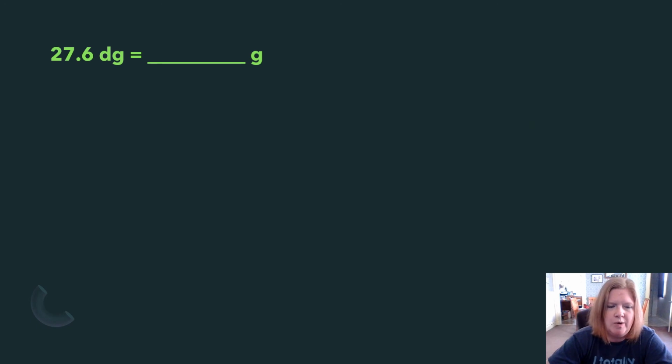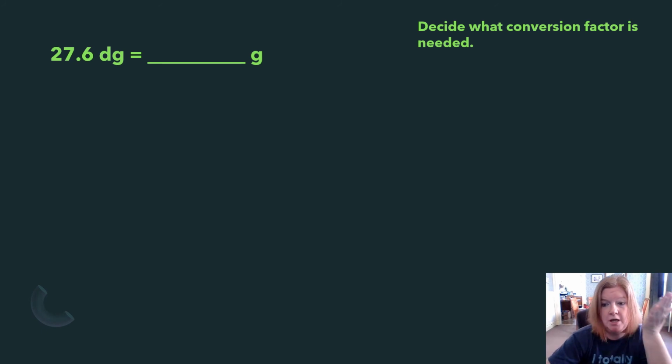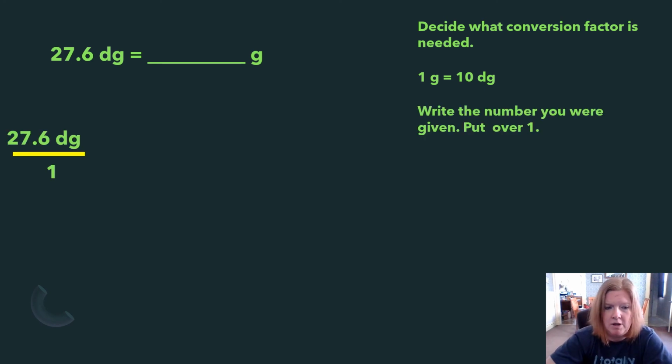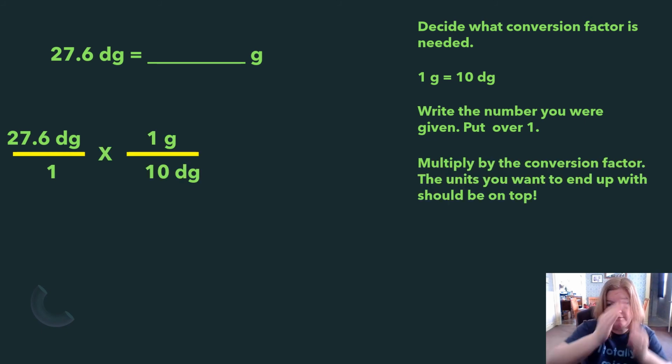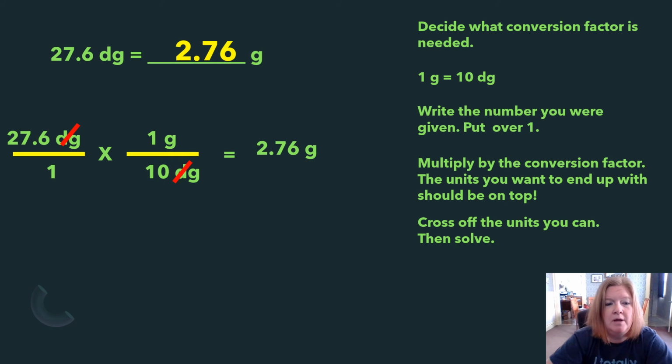All right, 27.6 decigrams is how many grams? What conversion factor do I need? I need to know decigrams to grams. 1 gram is 10 decigrams. Write the number you're given over 1. Put the conversion factor the right way, flip it the right way. Then you get to cross those out, and you can then multiply. In this case, I take 27.6 and divide it by 10, and there's my answer.